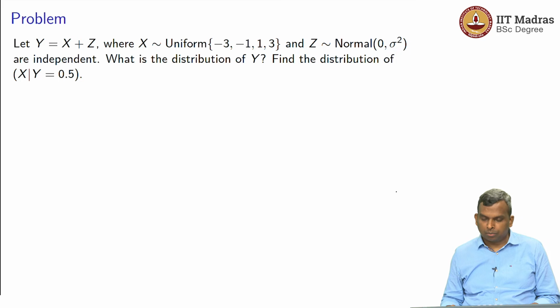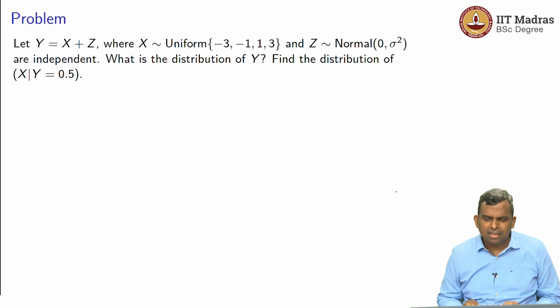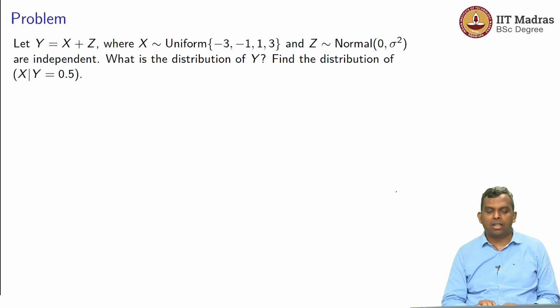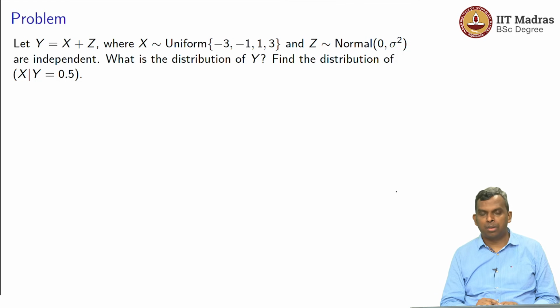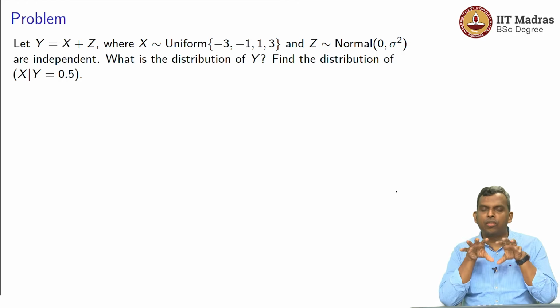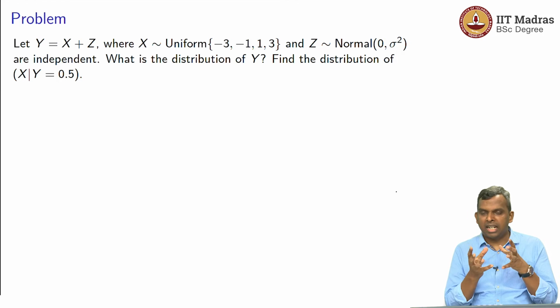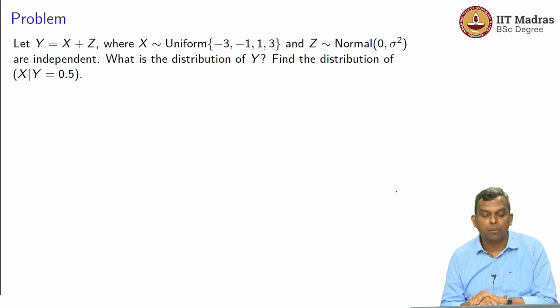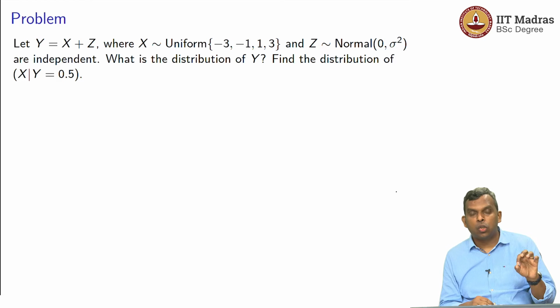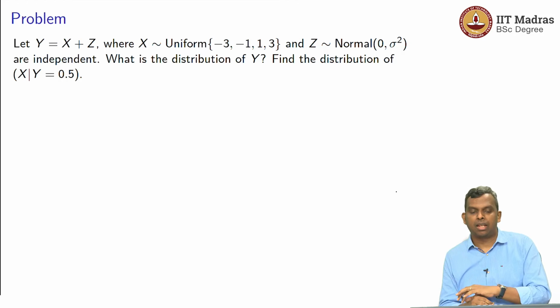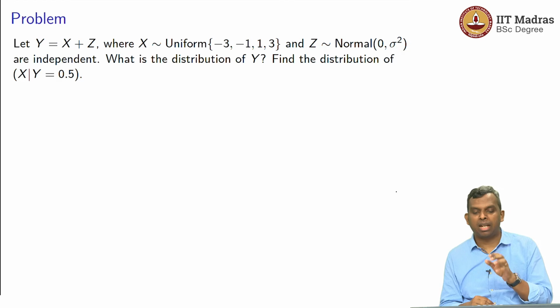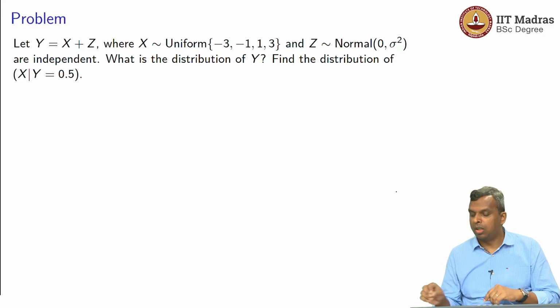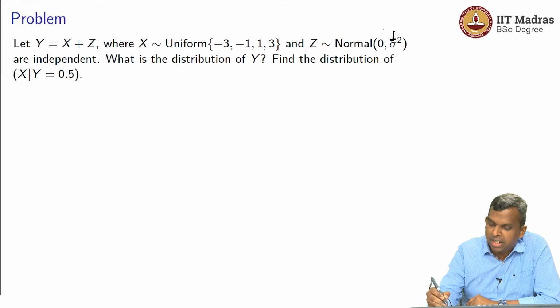Here's the last problem in this sequence that I'm doing for you. Slightly different. Here again you have a discrete random variable and a continuous random variable, but I'm not going to directly give you the conditional density. I'm going to give you the conditional density indirectly in terms of a relationship involving the random variables. So that's what is done here. I'm defining a random variable Y to be equal to X plus Z. X is a discrete random variable, uniform on -3, -1, 1, 3. And Z is a normal random variable with mean 0 and variance sigma square.